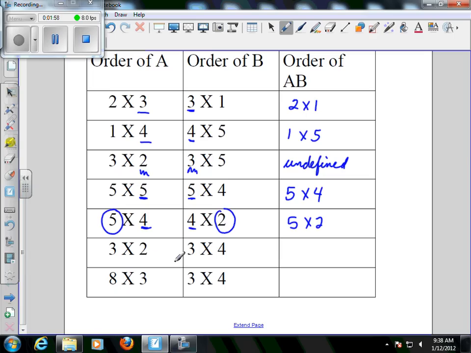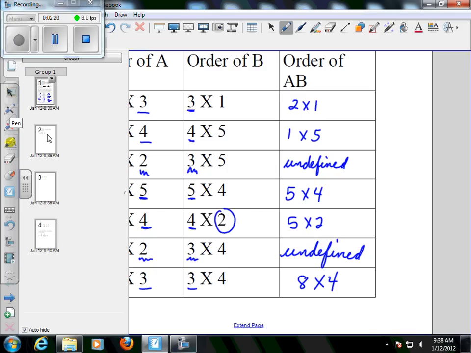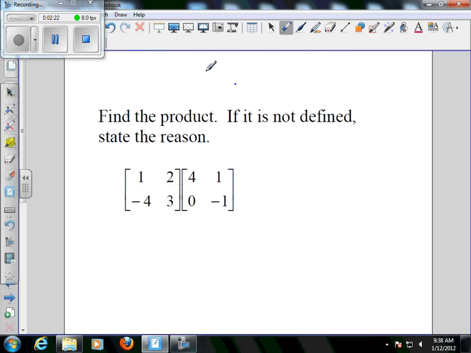This one, a 3 by 2 and a 3 by 4, the number of columns and number of rows are not the same. So this is automatically undefined. You cannot multiply these matrices together. And the last two, an 8 by 3 and a 3 by 4, middle numbers are the same, so we get an 8 by 4 matrix. Okay, so now let's actually see what some of this is going to look like. Let's go on to the next page.